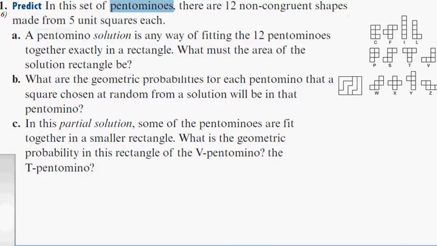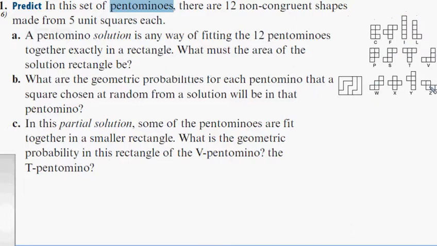Now each of the pentaminos has 5 square units. Do you see that? 1, 2, 3, 4, 5. Each of them has 5 square units, okay? So let's look at letter A first. A pentamino solution is any way of fitting the 12 pentaminos. There's 12 of them here. 1, 2, 3, 4, 5, 6, 7, 8, 9, 10, 11, 12.